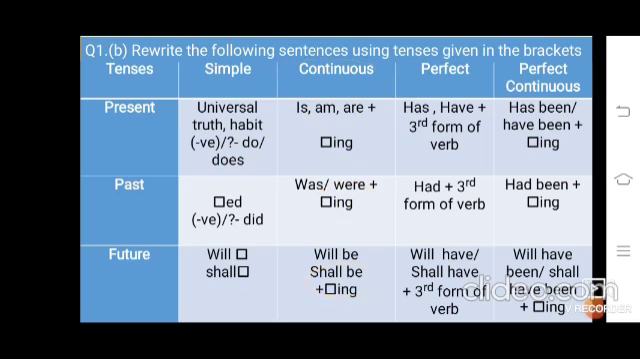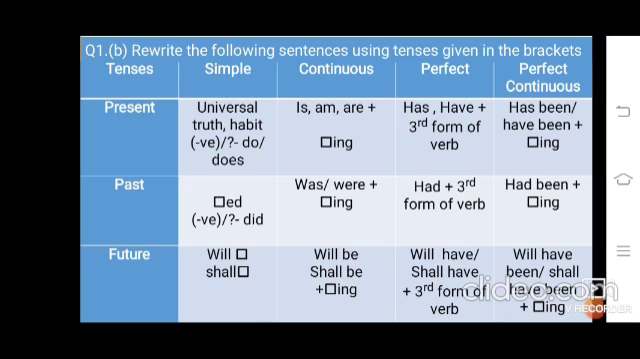Fine. But when you talk about the present continuous tense, it is am, is, are plus the verb in its ing form. When it is past continuous, it is was and were plus the verb in its ing form. When it is future continuous, then it is will and shall usually. But before adding the verb ing, we have to add one small word, that is the be form of the verb. So will be raining, shall be raining.